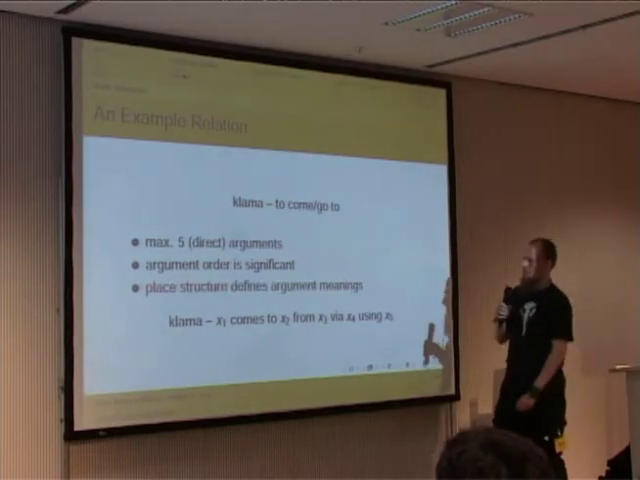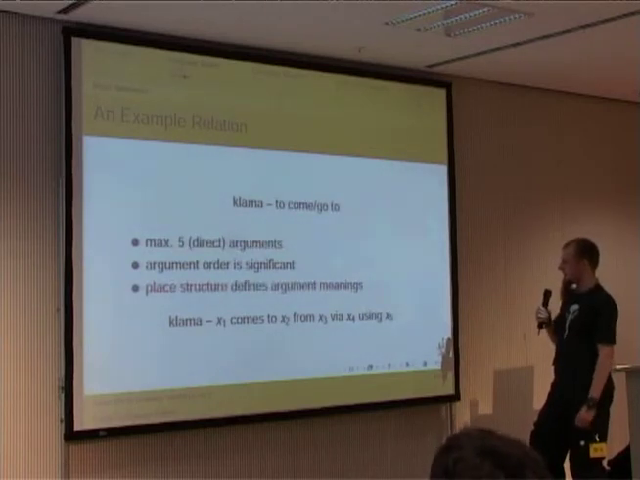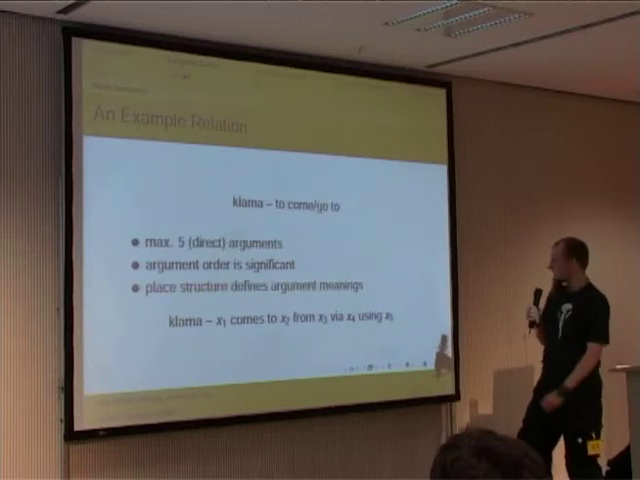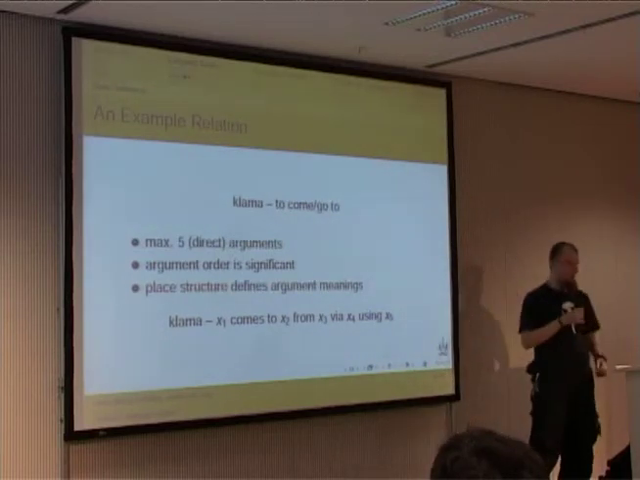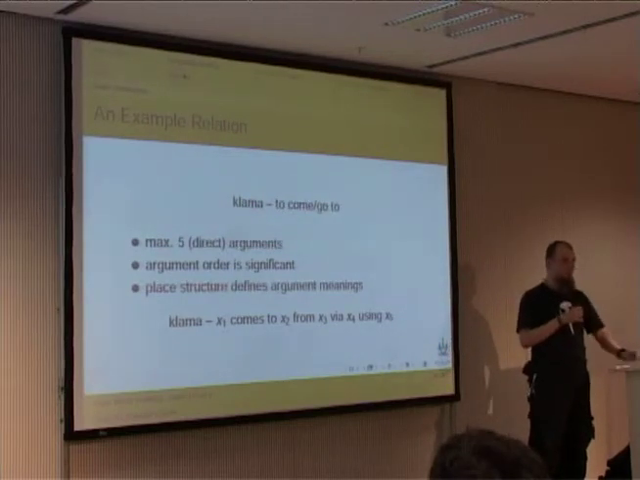First argument is the person or whatever is coming somewhere. The second argument is where it's going. Third, where it's coming from. Fourth is the route that X1 is using, and fifth is supposed to be some kind of vehicle or means of transportation or whatever. Yeah?